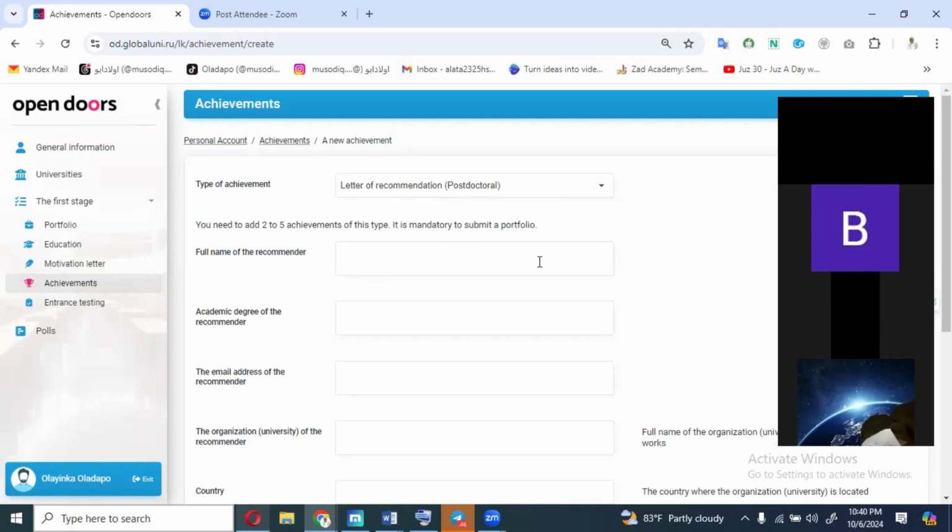Anyone. In this case, you fill in the name of the recommender, the academic degree of the recommender, the email address of the recommender, and the organization or university that the recommender has. Although, if you know that you don't have a reliable person that can do this job for you, there's no need to bother about it. But I always recommend that it's better to do it than leave it empty. If you have a lecturer, they will just receive an email to approve yes or no.